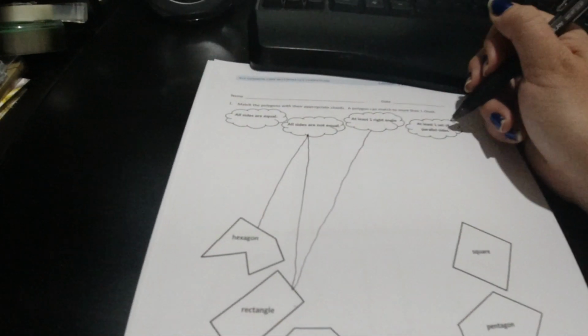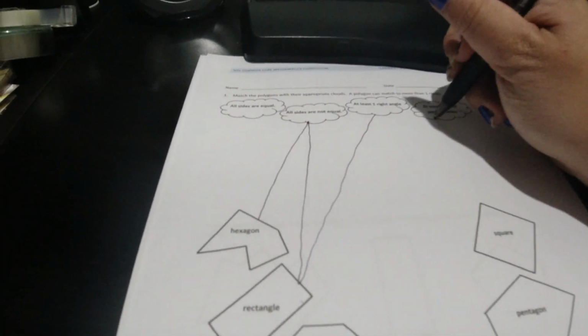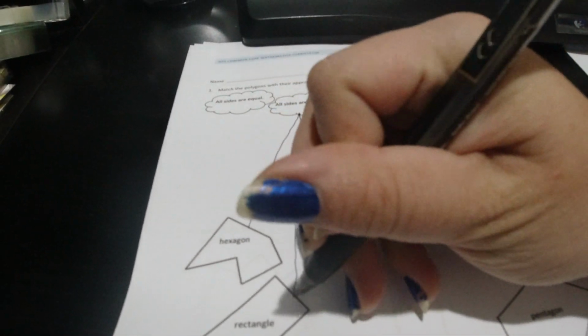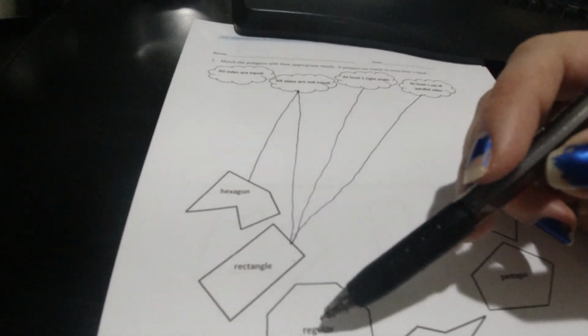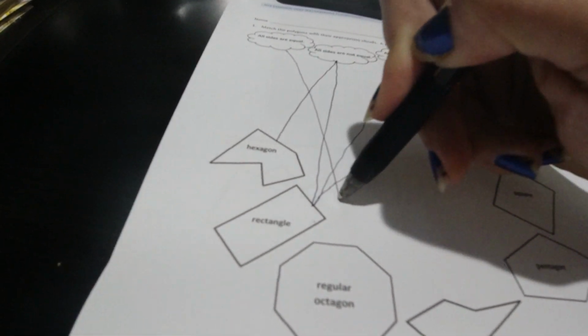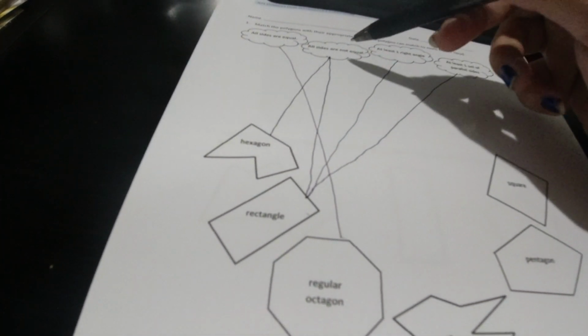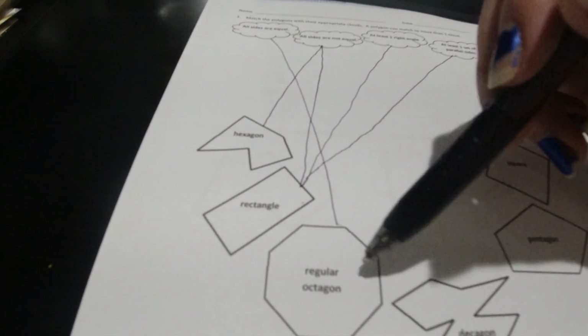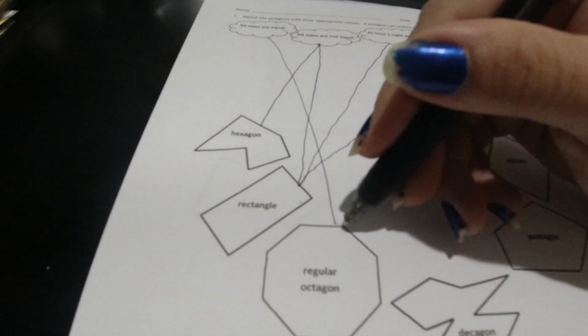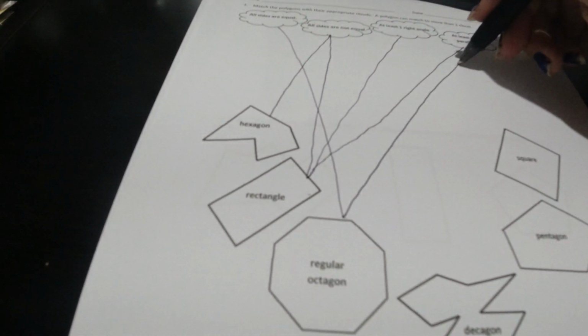So all sides are not equal. At least one right angle, definitely. At least one set of parallel sides, definitely. Next, this regular octagon. So all sides are equal. Yes, all sides are equal. All sides are not equal? No, we're not going to put that. At least one right angle. I don't see any right angles. At least one set of parallel sides. Yes, definitely see that.